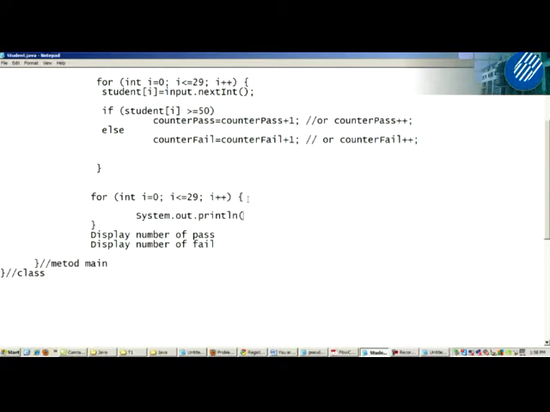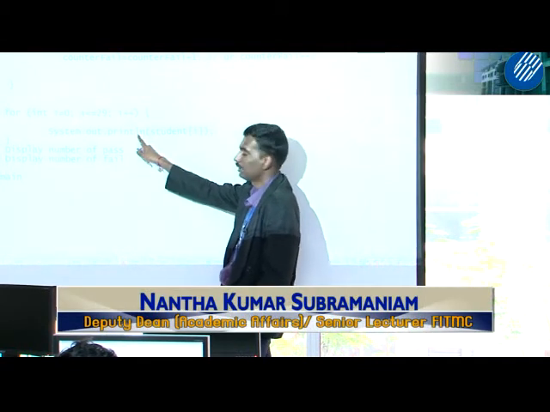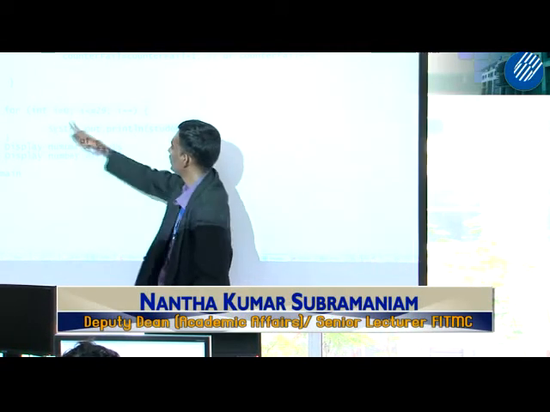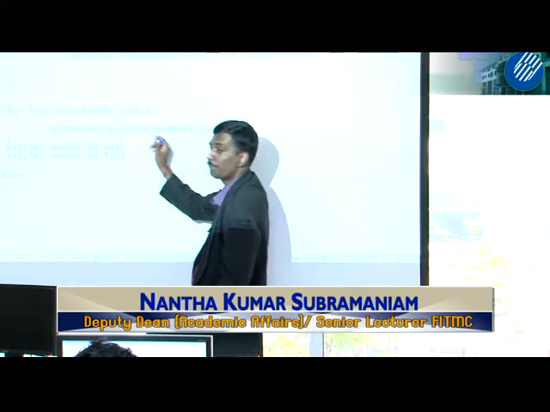Okay, how to display? Student I. That's it. So when I is 0, first student. When I is 1, second student. When I is 2, third student, and so on. Okay, sometimes you might, this is not I, this is L, small letter. All small letter except S, system.out.println. Or sometimes you might use system.out.print.